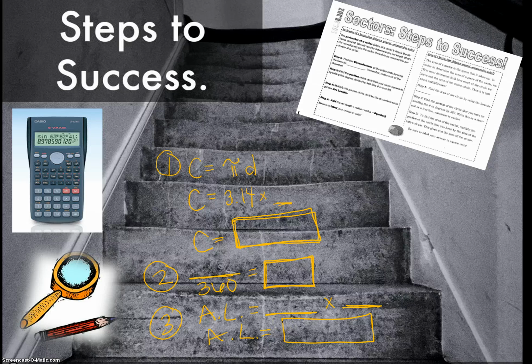And then right underneath there, you should do step 4. Okay? So that's just an example of how you're going to line up your work. 1 comes before 2, comes before 3, comes before 4. And if you follow those steps, you'll be successful. That's why I call them steps to success.